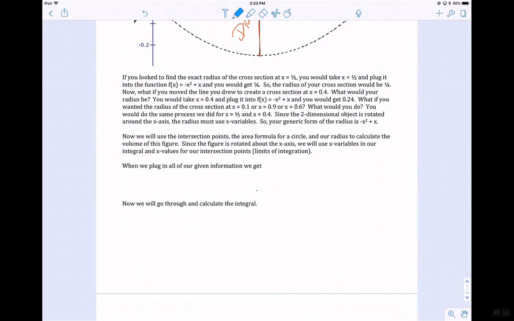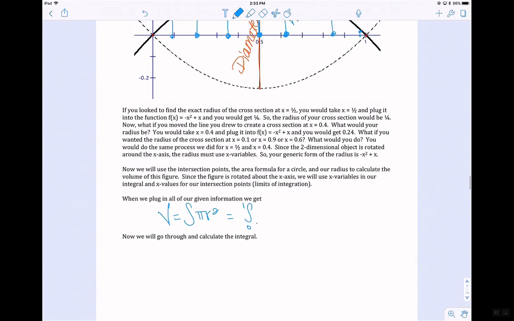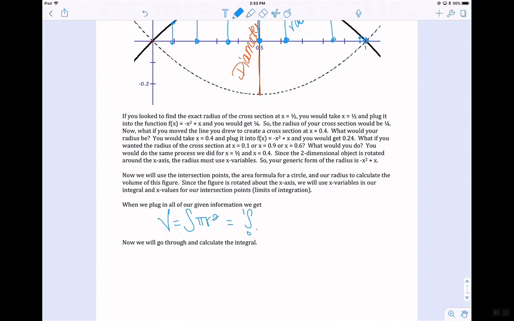So when I look at volume is the antiderivative of area of a cross section, which area of a cross section is going to be pi r squared. In this case, I'm going from 0 to 1 because those are my two values here. And my radius is my negative x squared plus x. And then I'm technically subtracting off 0 to get my radius, the distance between 2 points, and I'm squaring it.